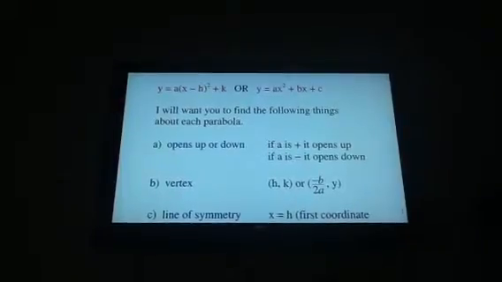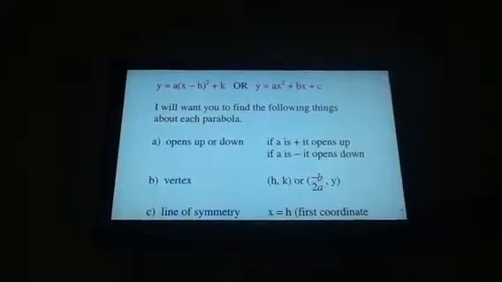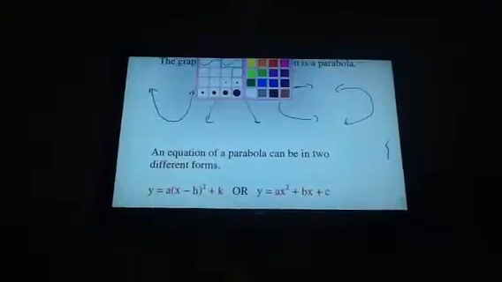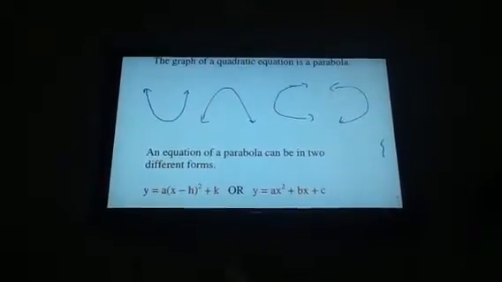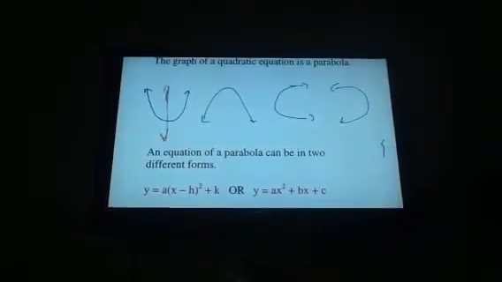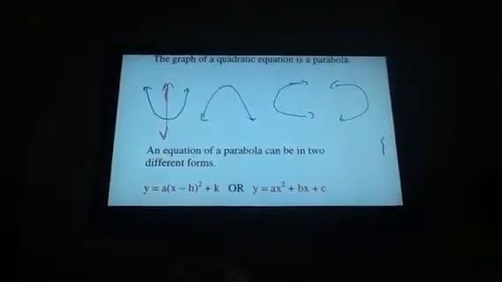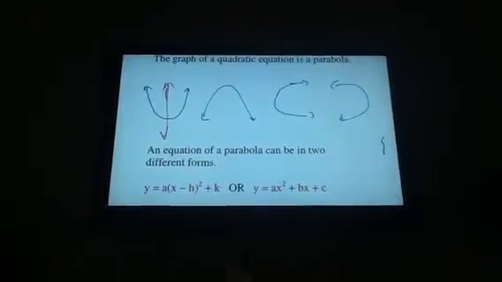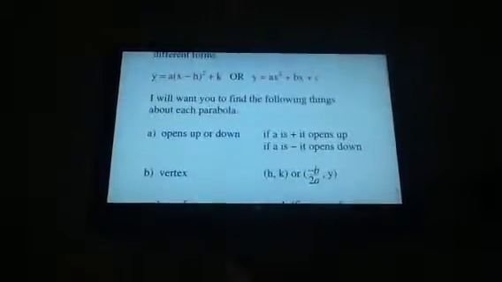Okay, a line of symmetry. Every parabola has a line of symmetry. Let me go back up to the picture real quick. A line of symmetry basically cuts the parabola in half. Basically, I can fold it on that line of symmetry, and the two halves lie on top of each other. So the line of symmetry is where I can fold it in half.